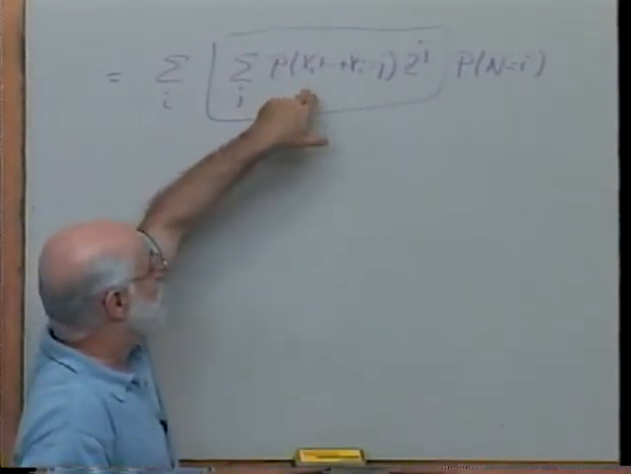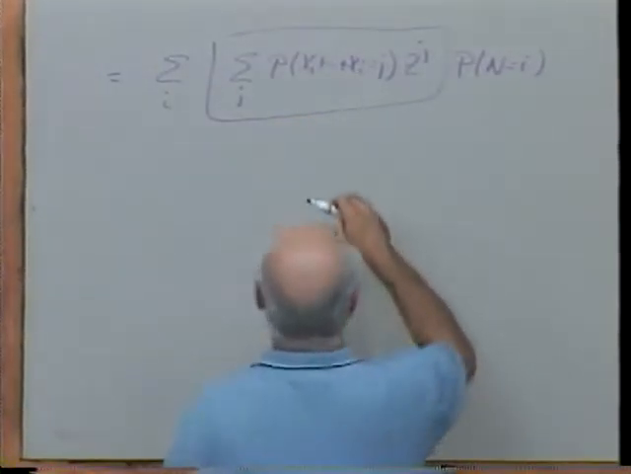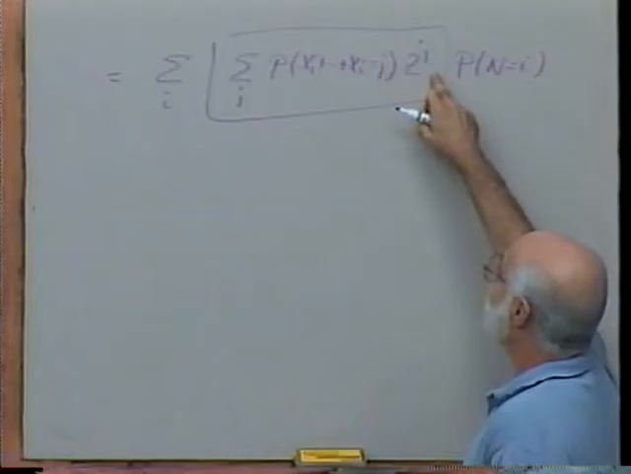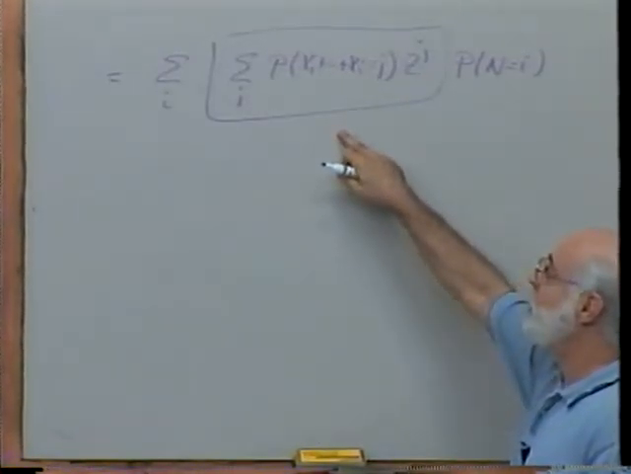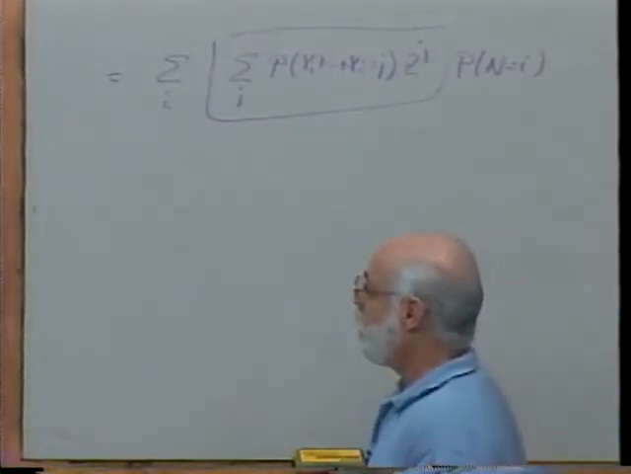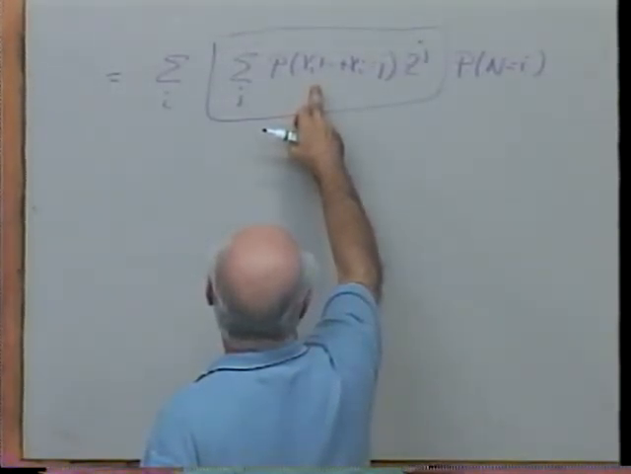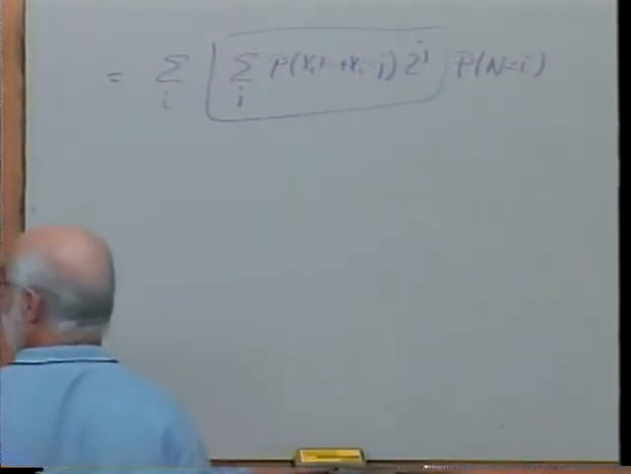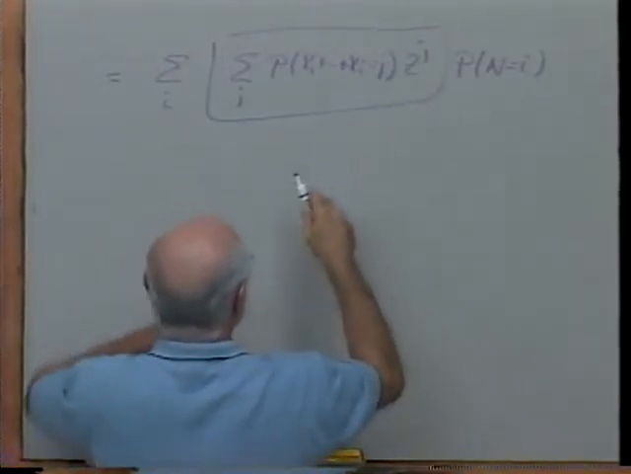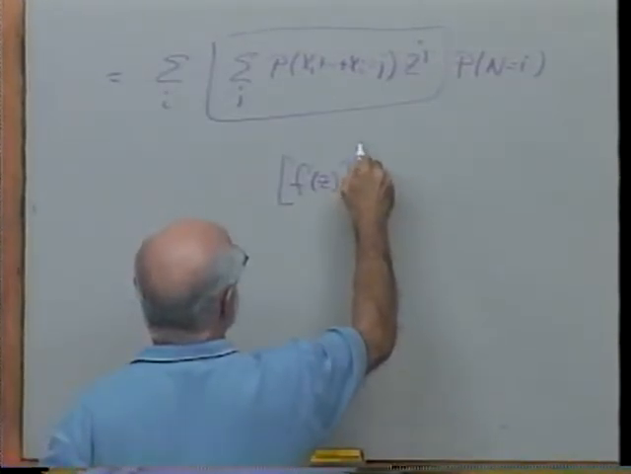Well, that's the generating function of the sum of I independent random variables, because it's the probability that x1 plus and so forth up through xi is equal to j times z to the j. But we already have a theorem that says that the generating function of the sum is the product of the generating functions. So the thing that fits inside is the generating function of the x's raised to the ith power, because there's I of them. Okay, the x's have generating function f, so that thing in there is f of z raised to the ith power.